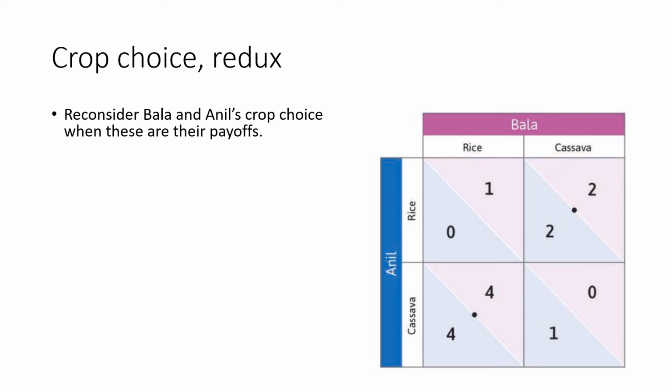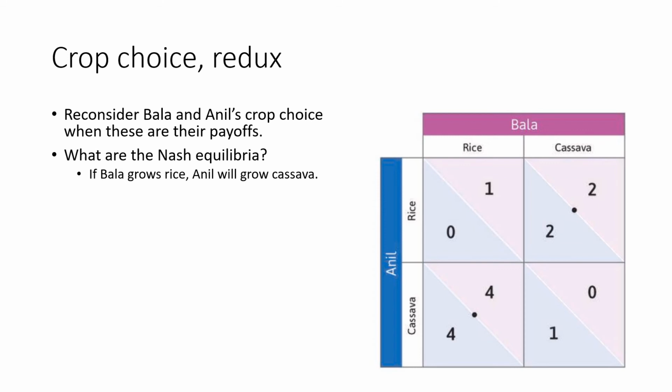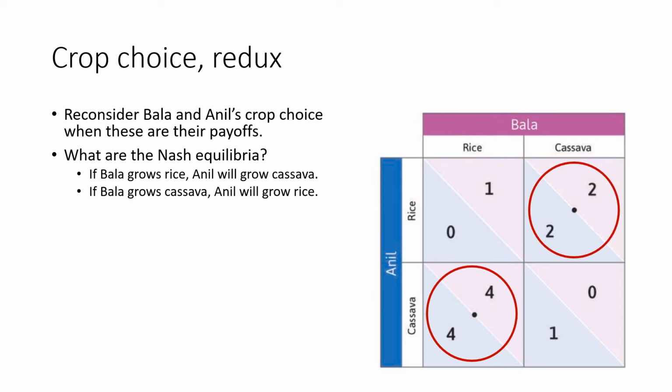When we talk about another example about our very famous people Anil and Bala, we are going to talk about crop choice redux. Consider Bala and Anil's crop choice when these are their payoffs, as you can see on your right hand side. What are the Nash equilibria? If Bala grows rice, Anil will grow cassava, which will correspond to the 4-4 outcome. If Bala grows cassava, Anil will grow rice, which will correspond to 2 payoffs each.